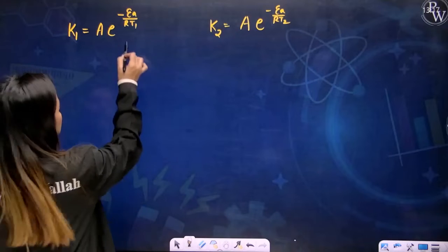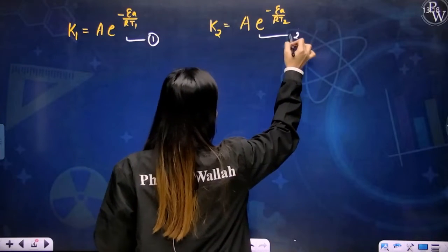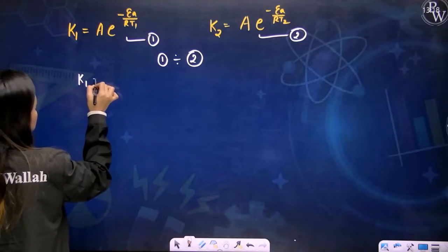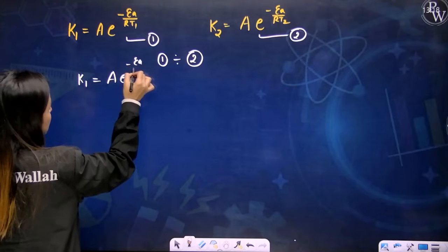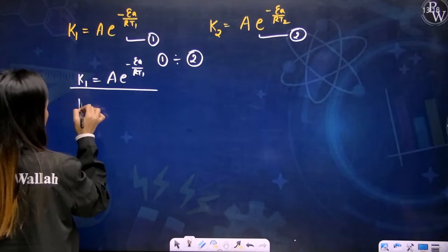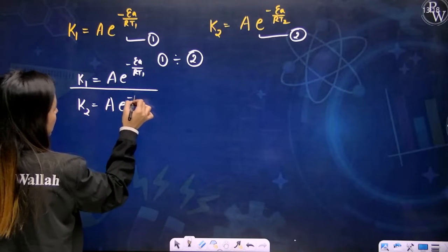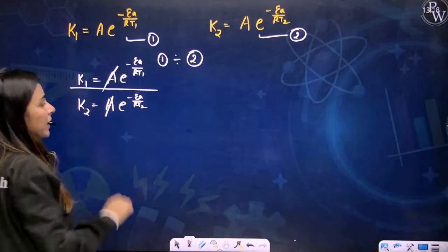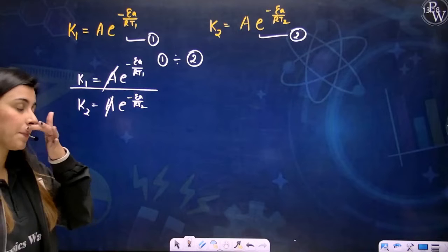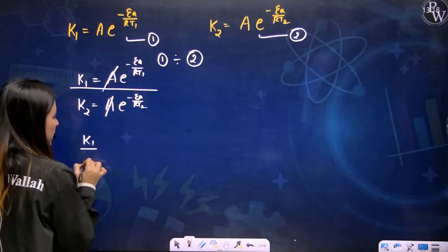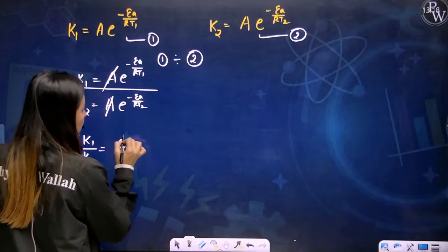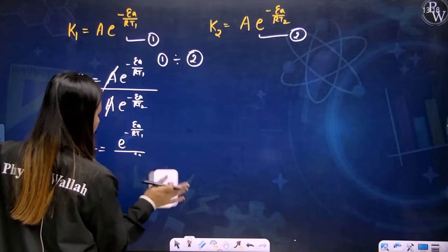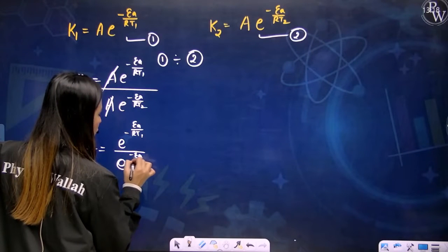Can I say that this is your first equation and this is your second equation, and let's divide the first equation by the second. You will get k1 upon k2 is equal to A e raised to the power minus Ea by RT1 divided by A e raised to the power minus Ea by RT2. So we can cancel out A because it doesn't depend on temperature. The value will be the same. Now I can say that k1 upon k2 will be equal to e raised to the power minus Ea by RT1 upon e raised to the power minus Ea upon RT2.